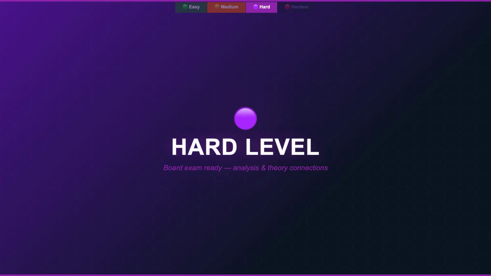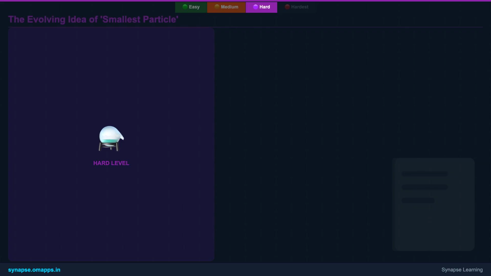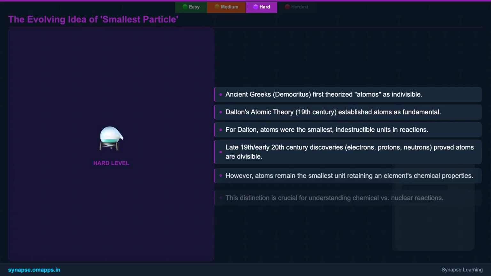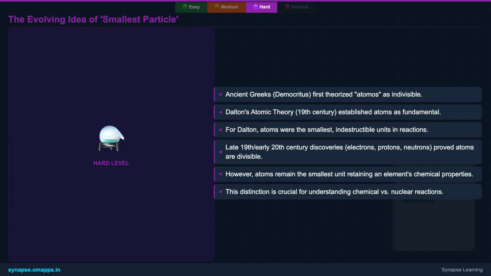Fantastic work! You've mastered the medium concepts. Now, prepare to challenge yourself with the hard level, where we'll analyze the evolution of atomic theory and the deeper implications of atomic properties. The concept of smallest particle has evolved significantly.